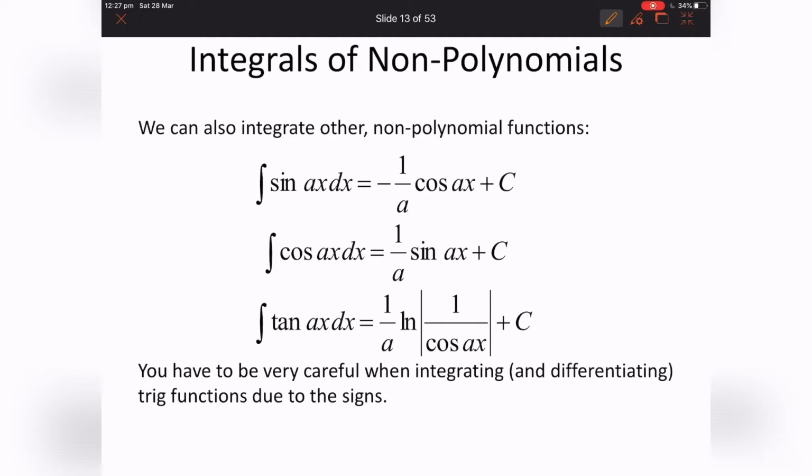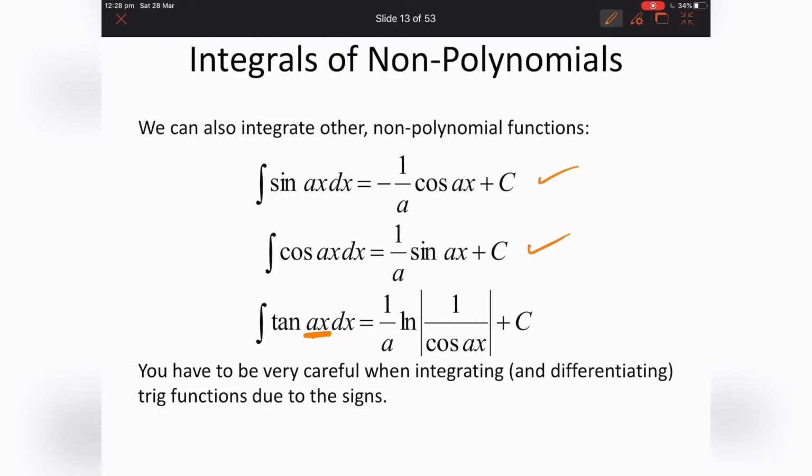The integral of sine ax dx equals minus 1 over a, that's the derivative of the ax, multiplied by cosine ax plus c, same as I explained on the other page about the sine and the cosine. For the tan, it's 1 over a. Again, this a here, we are dividing by a, which is the derivative of the ax.